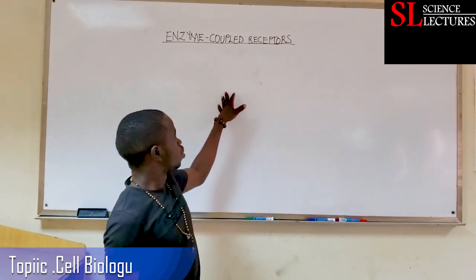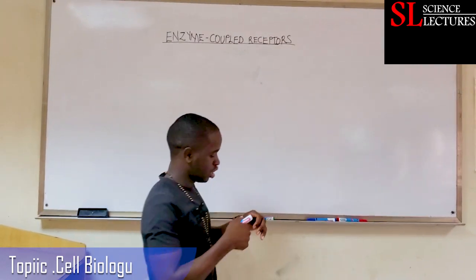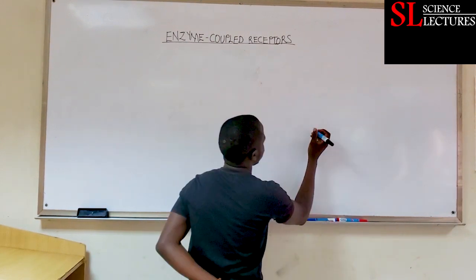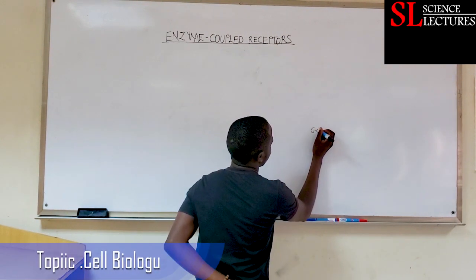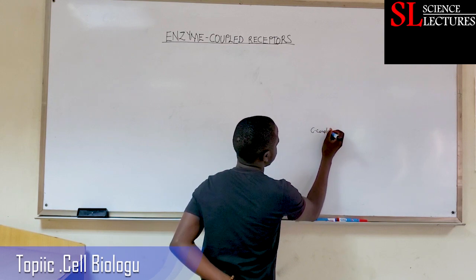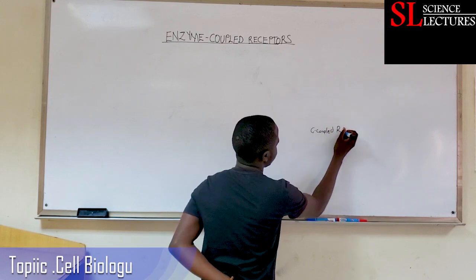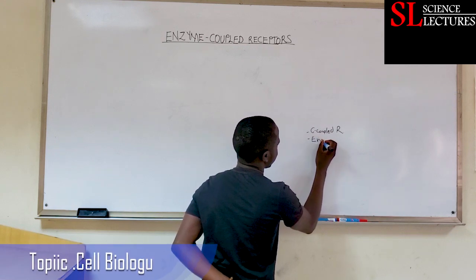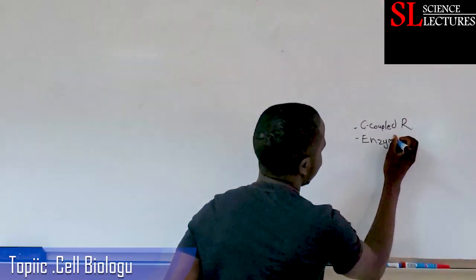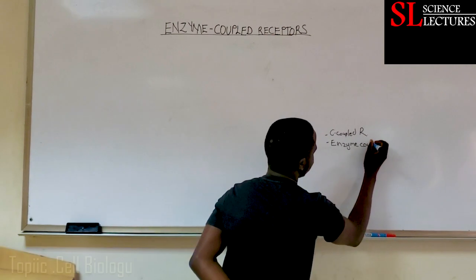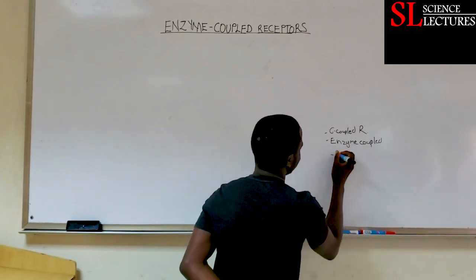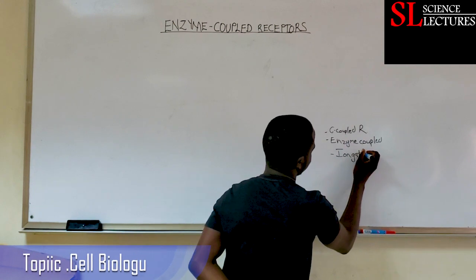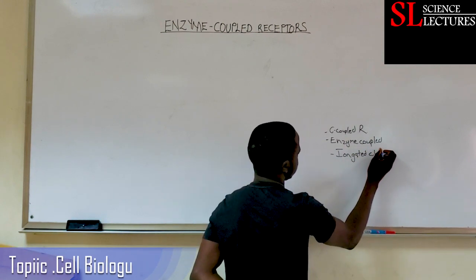So last time we looked at membrane boundary receptors and we said there are three types. Number one, we have what they call the G-coupled protein receptors. Then we said there are what they call enzyme coupled receptors, and lastly we have what they call ion gated channels.